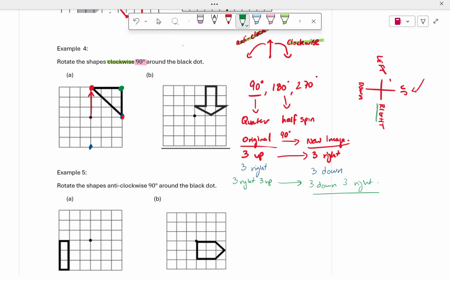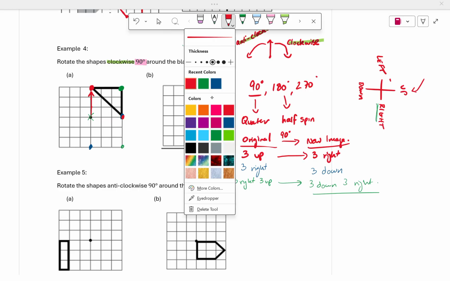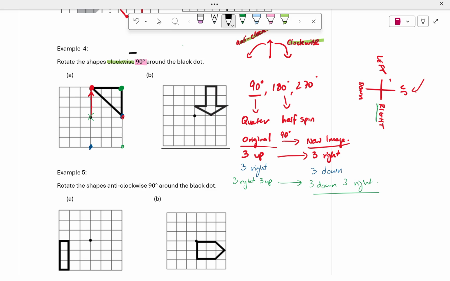So now I follow my new image. 3 from my center dot, I'm going to go 3 down and 3 to the right, which is going to end up in the quarter over there. I then connect my dots. So blue went to red. Okay, let's do this in a black. So it then looks like so, and I have my rotated image about that point.